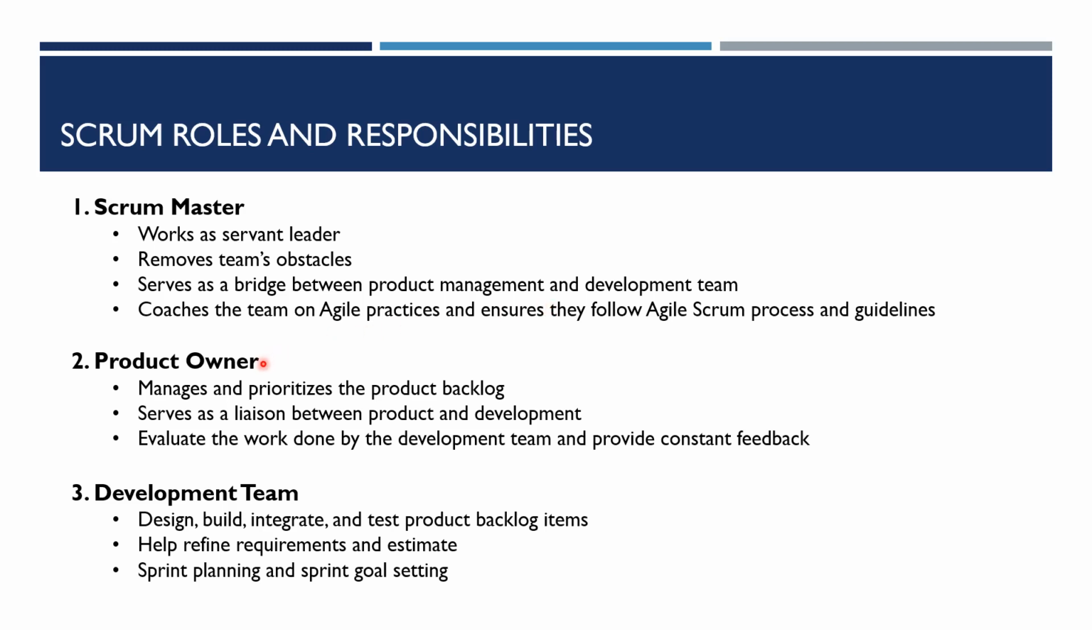The second role is product owner. This is a very important role. The product owner is the person who owns the product backlog. This role manages and prioritizes all the requirements within the product backlog as per the business value of the requirements. This role serves as a liaison between product and the development team. The development team goes to this role for any clarification on the requirements.